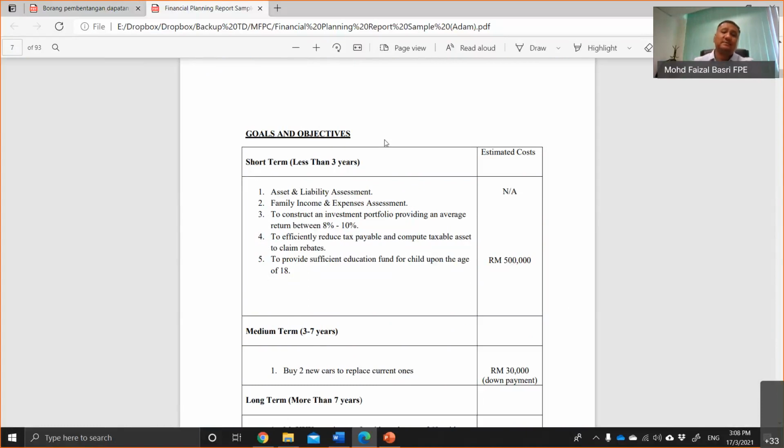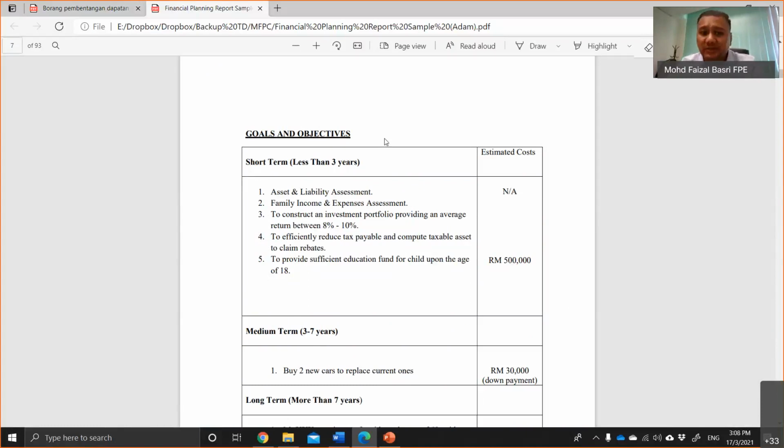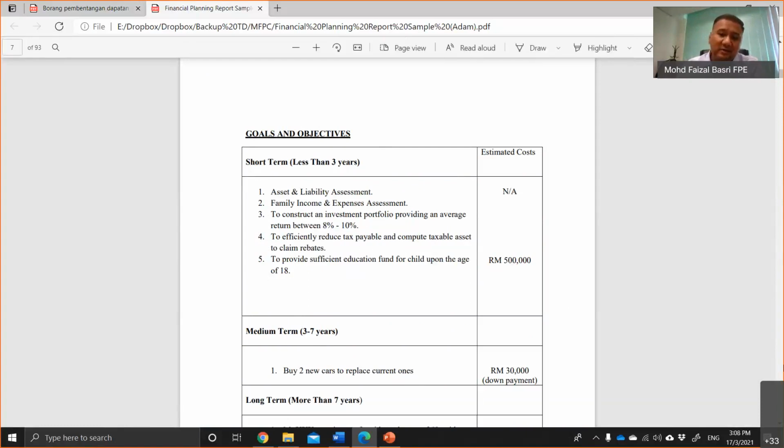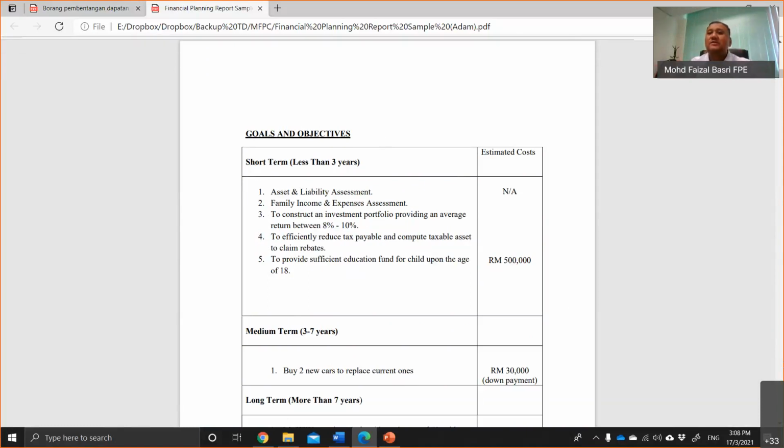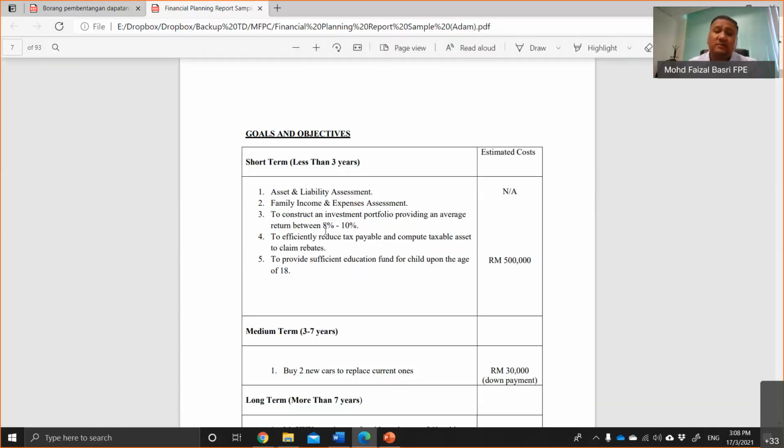So for this example, the short term goals, or short term objectives here, among others, is to have an investment portfolio. Remember, we are doing investment portfolios. So they want a portfolio with an average return between 8 to 10%. So this is the objective. As portfolio managers, we know their objective is this much. So we need to ensure that our investment can possibly get this much. 8 to 10, this is not so bad.